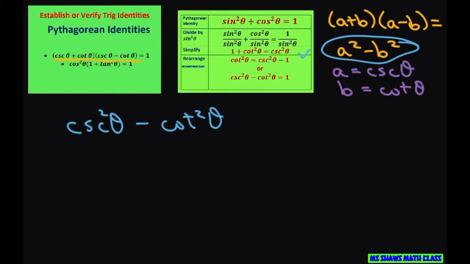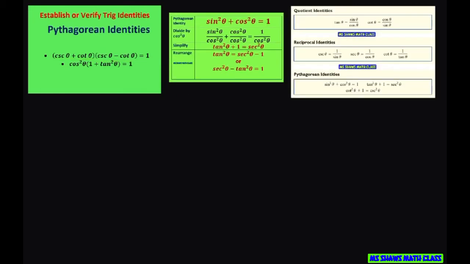rearranged. So if I take this and subtract cotan squared of theta from both sides, I get this equals 1. So you have 1 equals 1. So that works out just using your difference of squares for factoring. All right, the next one, we're going to do basically the same thing.